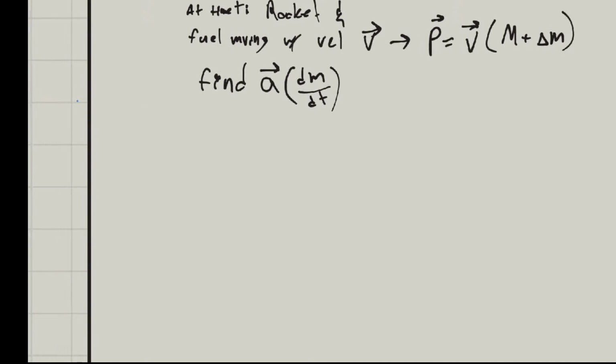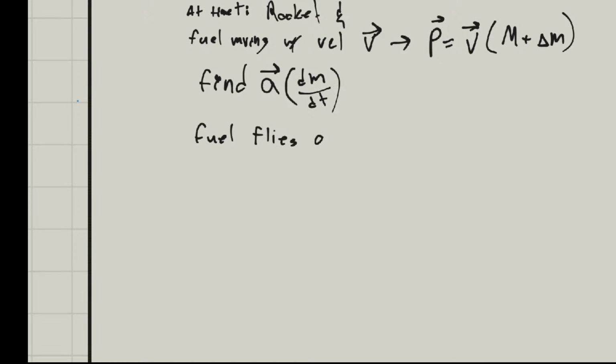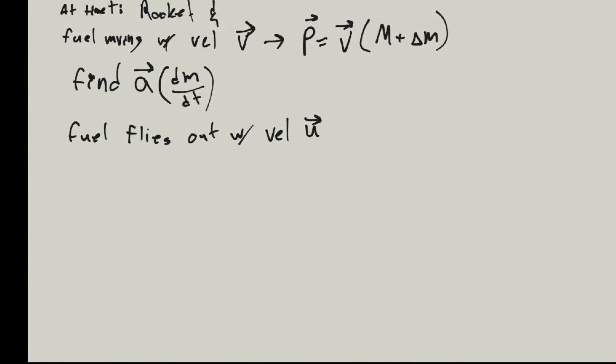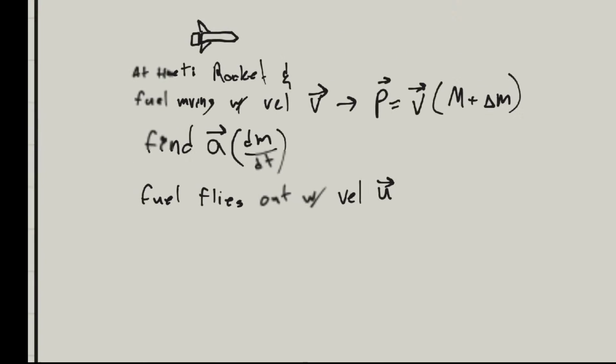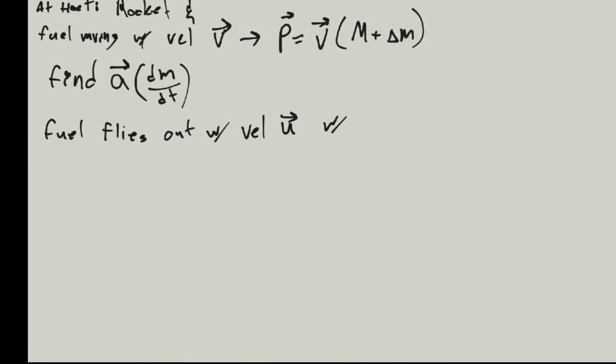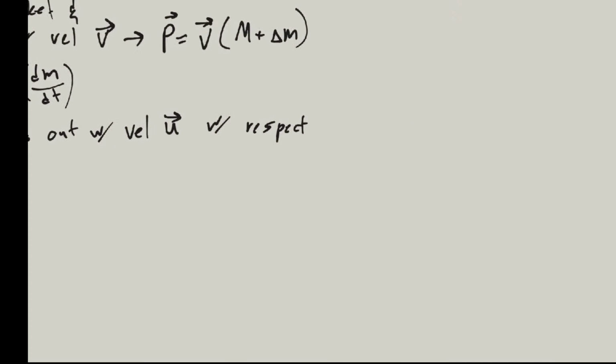Okay, so some more information. Fuel flies out with velocity u. I don't know how to spell, guys. Okay, some more information. When the fuel flies out, it's flying out with some velocity u with respect to the rocket.